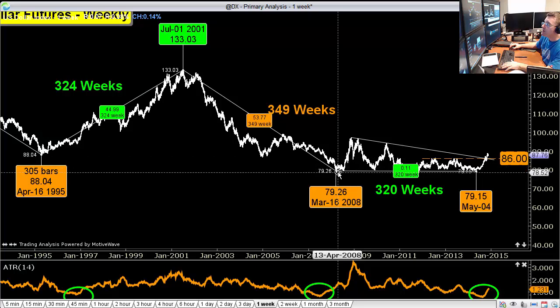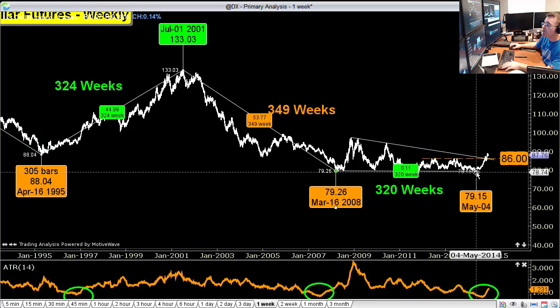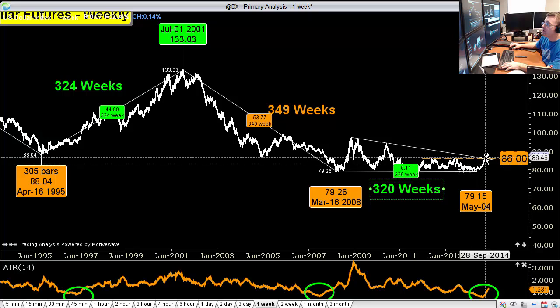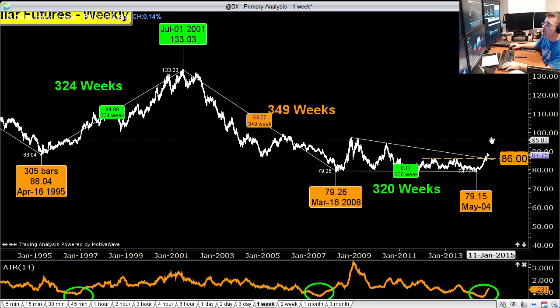But what's interesting is if you measure it from March 2008 to where we are at the lows from May of this year, May of 2014, if that was the end of this swing, which is sideways, that was 320 weeks. We've since broken out through 86, which is the old high. We have some trendline resistance here. We could be up for a new move.